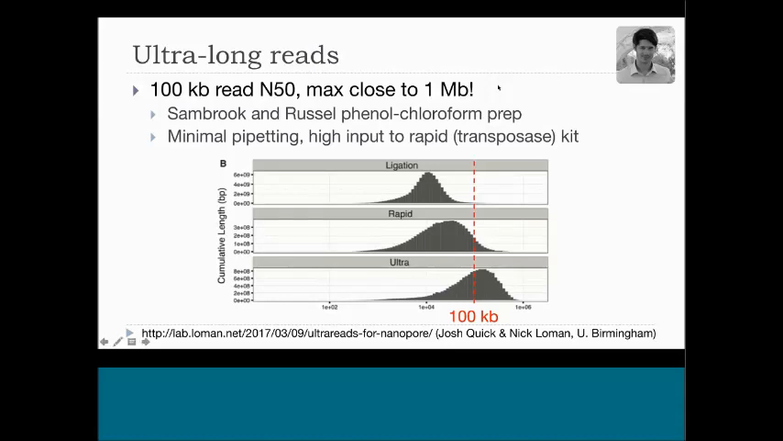And the histograms here on the bottom, if you look at the bottom panel, which is showing the histogram for the ultra-long read prep, you can see that over 50% of the mass of this data is in read lengths over 100 KB long. And so this is extremely useful for assembly and phasing applications.